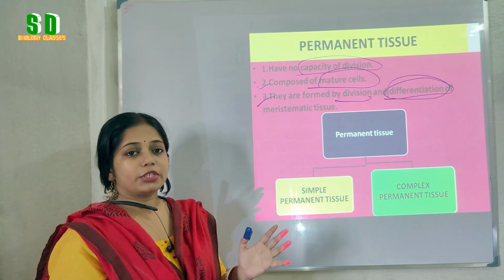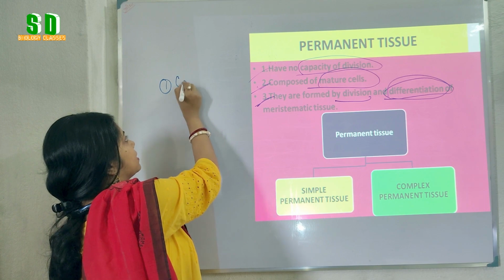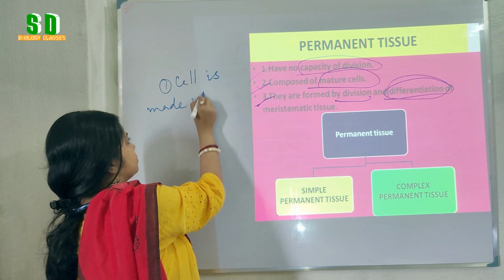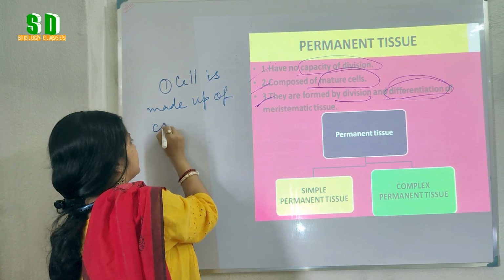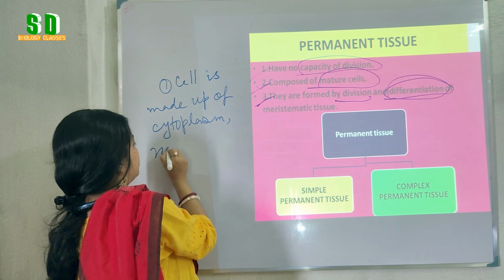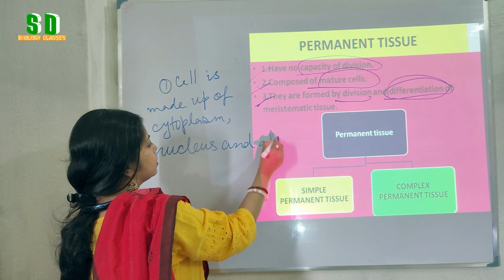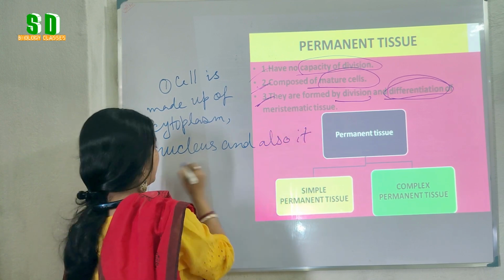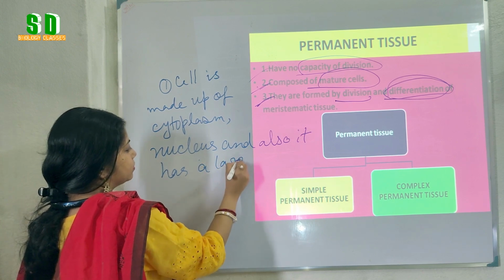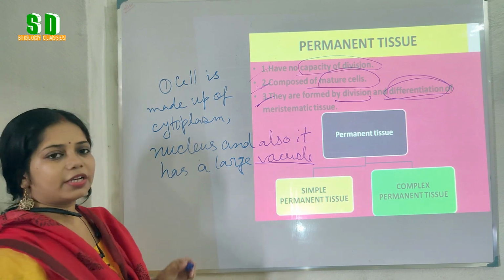But what are the other features of the permanent tissue? Other features are that the cell is made up of cytoplasm, nucleus and also it has a large vacuole. The cells have a large vacuole.